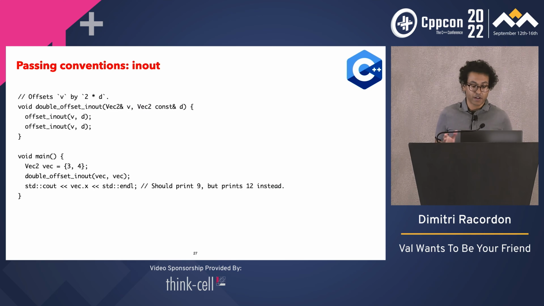Guarantees of independence are how Val ensures safety without loss of efficiency. And it's also how Val helps you write code that makes sense. To illustrate, let's look at this C++ example. Because the parameters V and D may overlap here, the callee cannot assume that D won't change when it modifies V. And that can lead to surprising results.